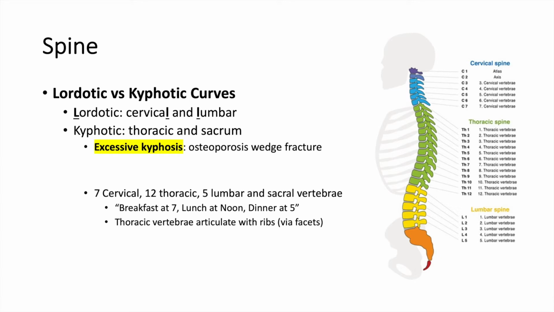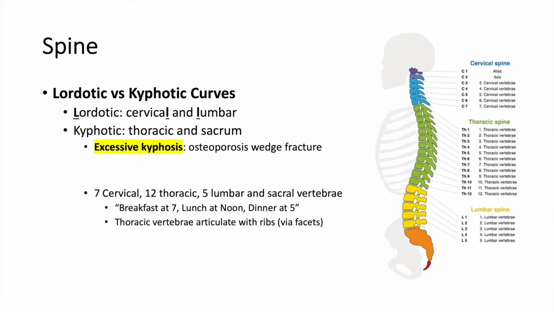So how can I remember that? Lordotic starts with L. Cervical and lumbar both have an L in them. Thorax and sacrum do not. So that's perfect, I can remember that. Cervical and lumbar, both with an L, so those are lordotic curves.